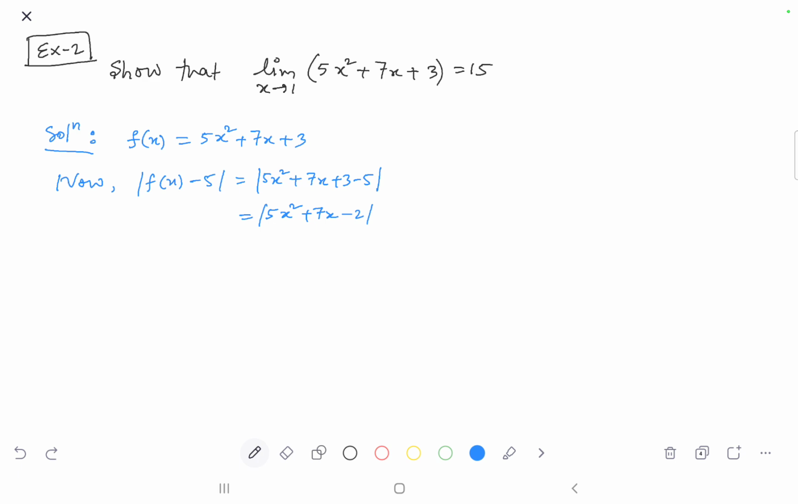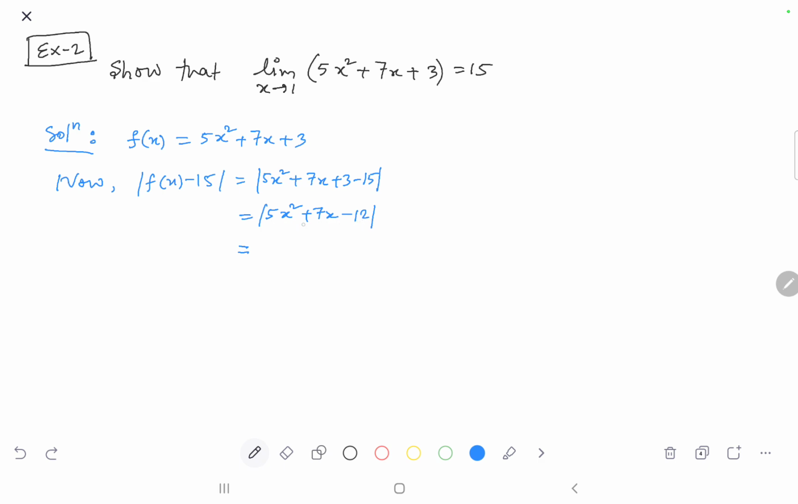Wait, one question. No, they are 15, 15. Sorry, I made a mistake. They are 15. Yeah, I was about to say 1 minus 5. Now, what do you do with f(x) minus 15? Yeah, that's fine, that's okay.